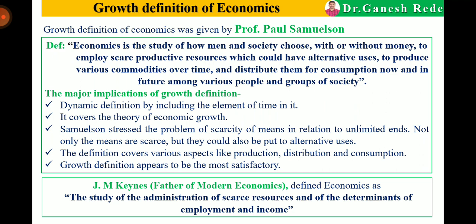In this definition, Samuelson stressed the problem of scarcity of means in relation to unlimited ends. Not only are the means scarce, but they could also be put to alternative uses. The growth definition covers various aspects like production, distribution and consumption, and it appears to be the most satisfactory. Among the wealth, welfare, scarcity and growth definitions, the most satisfactory is the growth definition, given by Paul Samuelson.